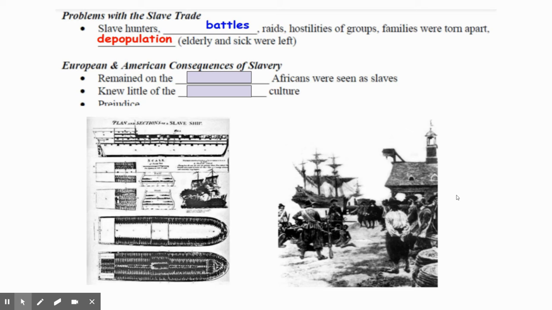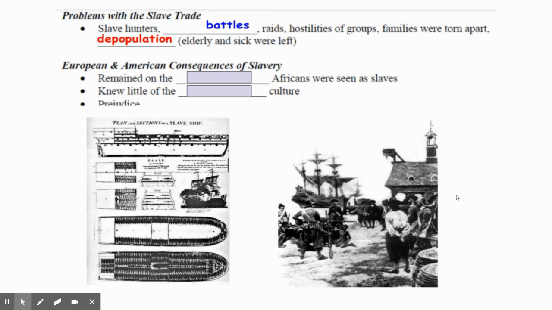Probably the number one thing that really hurt the continent of Africa is this issue of depopulation. Those people who were the healthiest, the ones who were probably the strongest, the able-bodied, were taken away. And so what was left are the elderly and the very, very ill. And that causes some issues, especially in these regions near the coast of Western Africa. You saw this as being a real detrimental effect on these different civilizations.